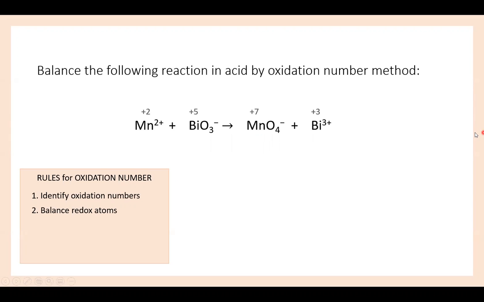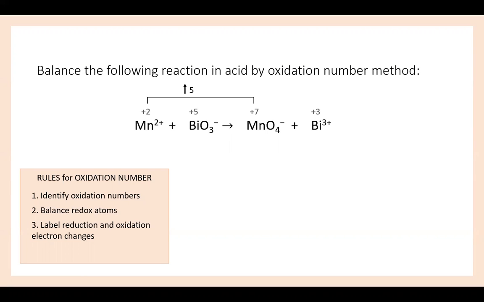Now we want to balance the redox atoms. On each side of the equation, we have one manganese as well as one bismuth. So our redox atoms are balanced. Let's label the reduction and oxidation electron changes.